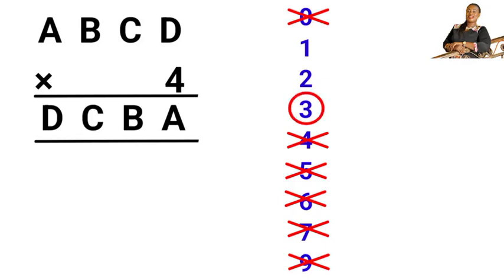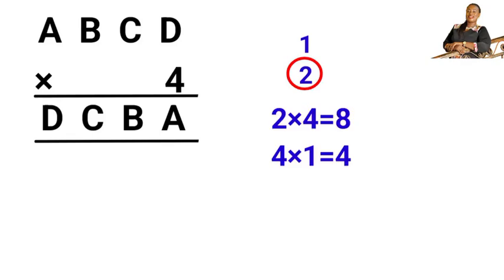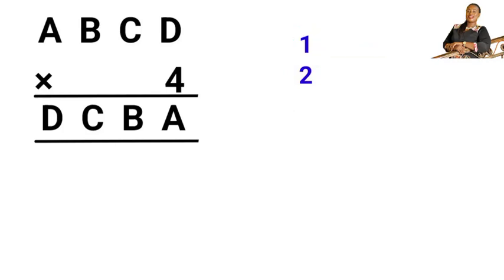So what about 3? 4 times 3 equals 12. That will give us more digits too. 3 cannot be used. We are left with 1 and 2. 2 times 4 equals 8, which is 1 digit. This will work. And 4 times 1 equals 4, also 1 digit. This will also work. Now, between 1 and 2, which one will be our choice?